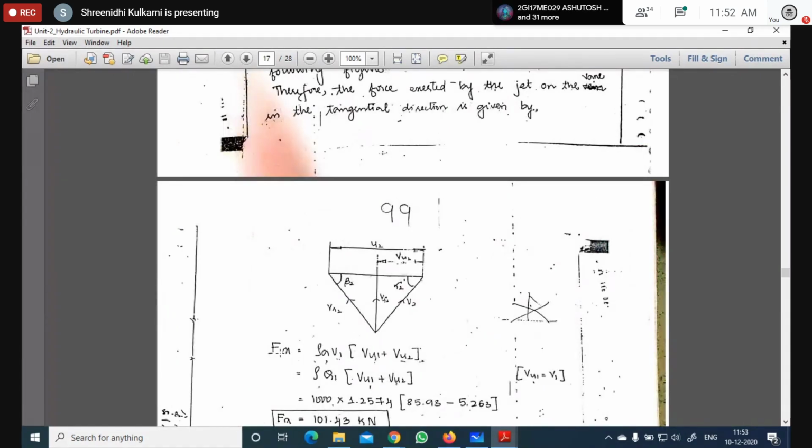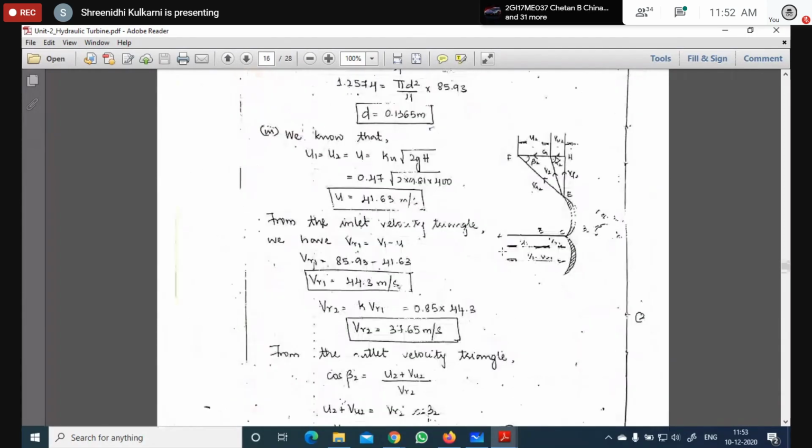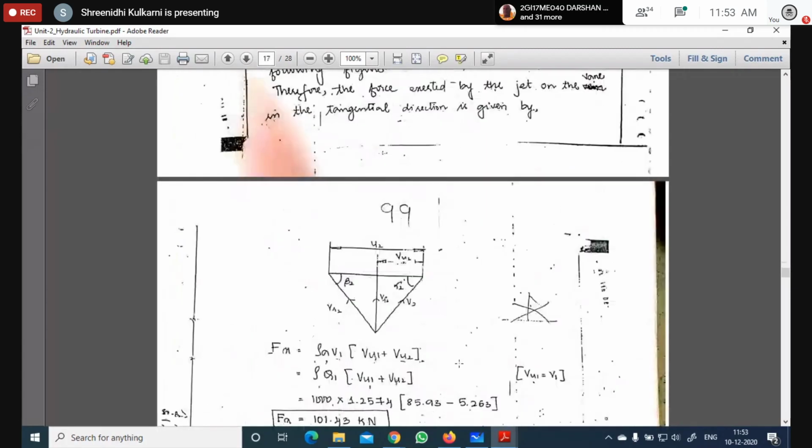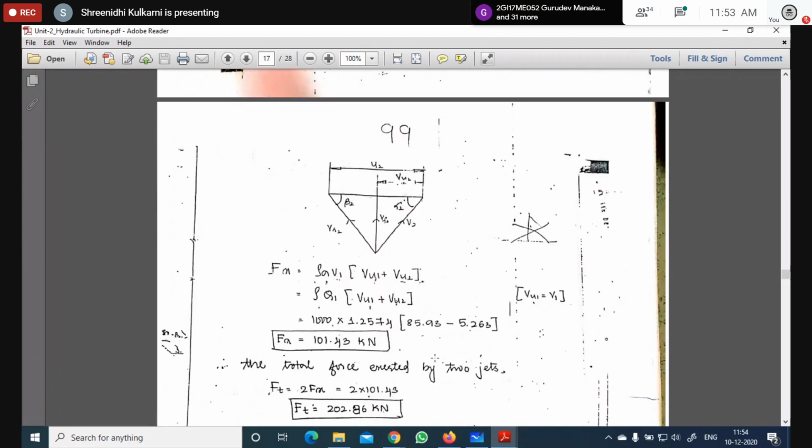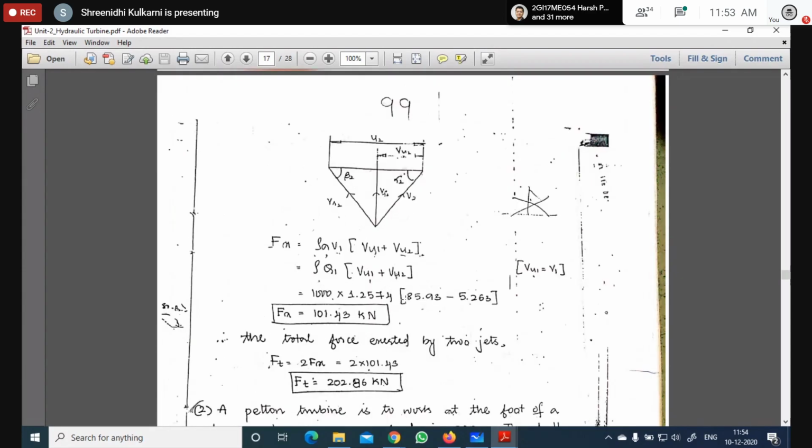Then what is the force exerted? Both inlet as well as outlet are in the same direction. That is very important. Clear? So note down this velocity triangle, and this is the total force.